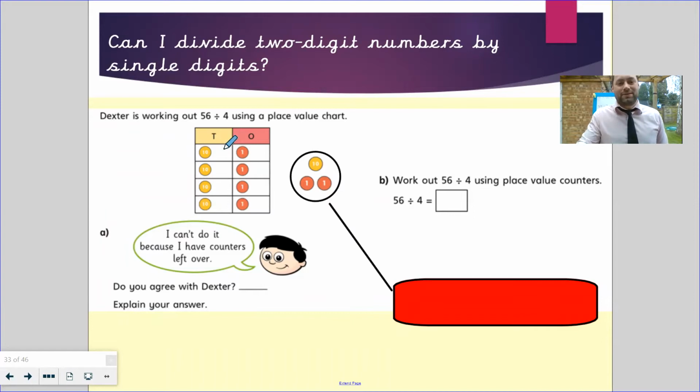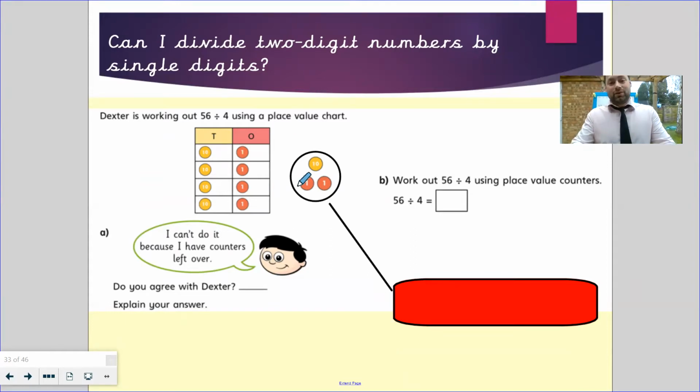If I give this group a 10, I can't give this group a 10, and I can't give this group a 10. So therefore, I can't share this number out equally. Let's come back to it. And then he's got 2 1s left over because he's got 56. So he's got 6 1s, and he's done 1, 2, 3, 4, but he's only got 2 1s left over. If he puts a 1 in, 2 groups won't have a 1. So therefore, he cannot share them out equally. And that is what Dexter believes, because he says, I can't do it. So he is actually wrong.